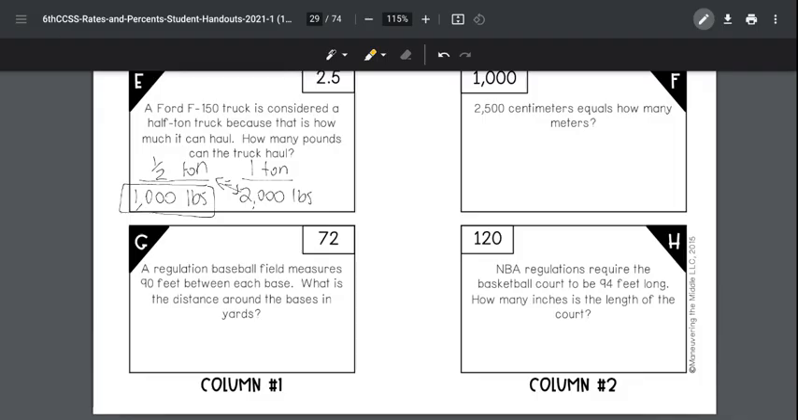F, 2,500 centimeters is equal to how many meters? Our conversion sheet says that 1 meter is equal to 100 centimeters. So if you cross multiply and then divide, 2,500 divided by 100 equals 25. If you have 2,500 centimeters, you have 25 meters.